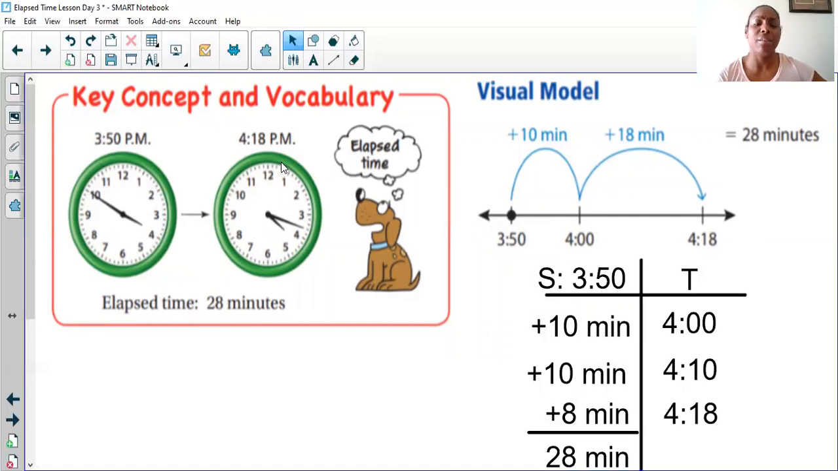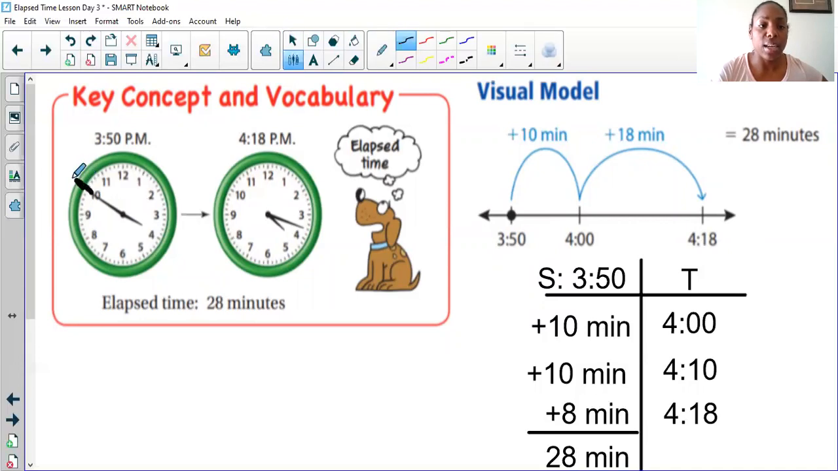So what I love that they have done with this is that they've used the clock. And I told you, even as an adult, I like to use the clock to help me with the elapsed time. So what they did was they marked off that they started at 3:50 and then they had to count to get to the new time of 4:18. So what I like to do is I like to count by 5s until I get to the area where I need to be at.